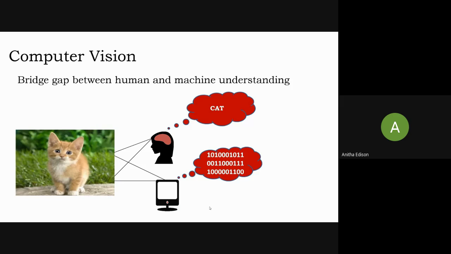That is, a human can understand this particular image as that of a cat, and a machine can see only zeros and ones. And from those zeros and ones, the machine should be able to identify that this is an image of a cat. That is our aim of computer vision. Basic aim. Okay.